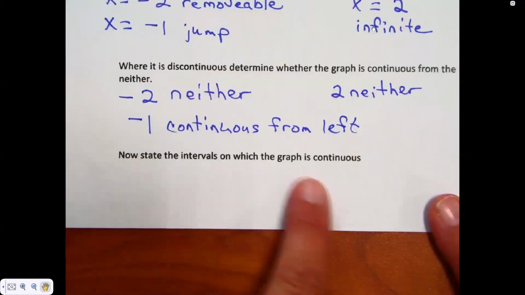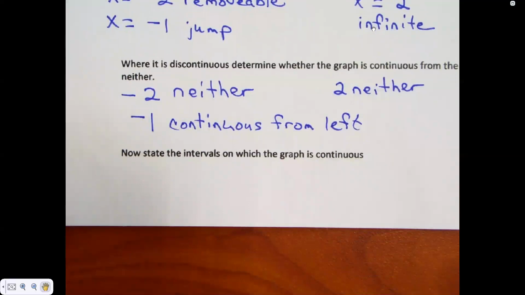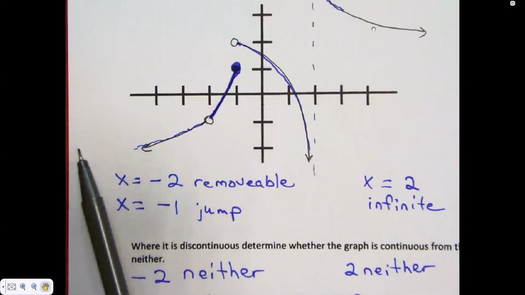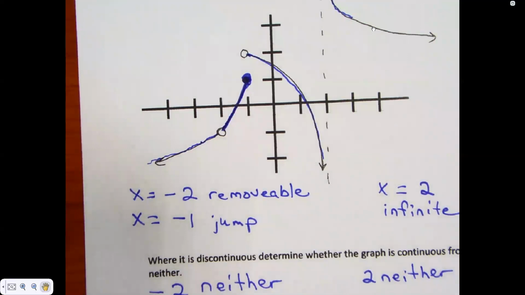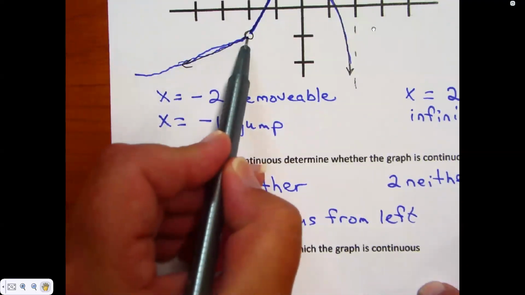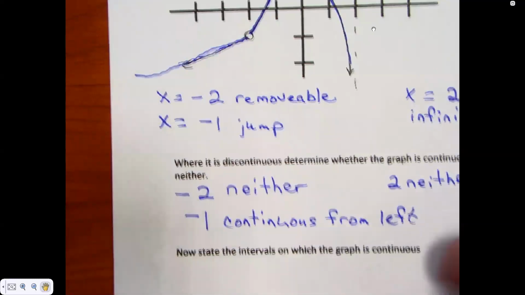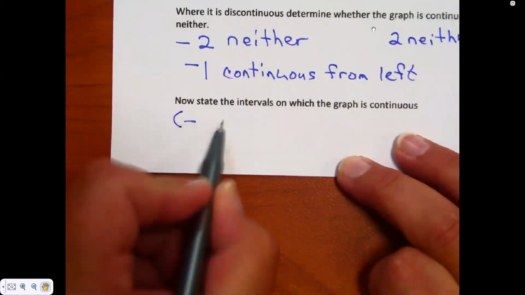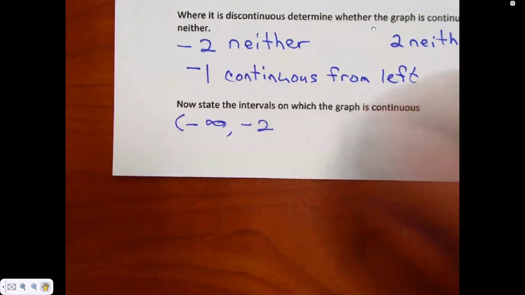Now state the intervals on which the graph is continuous. So slide it back down. What do we think? Now again, shake out of your head domain. There's some similarities, but not the same thing. Okay, so it's different than domain. But where is it continuous? So tracing your pencil, and then I have to jump over -2. So I need to toss that. So it's going to be -infinity to -2. You only give x values.